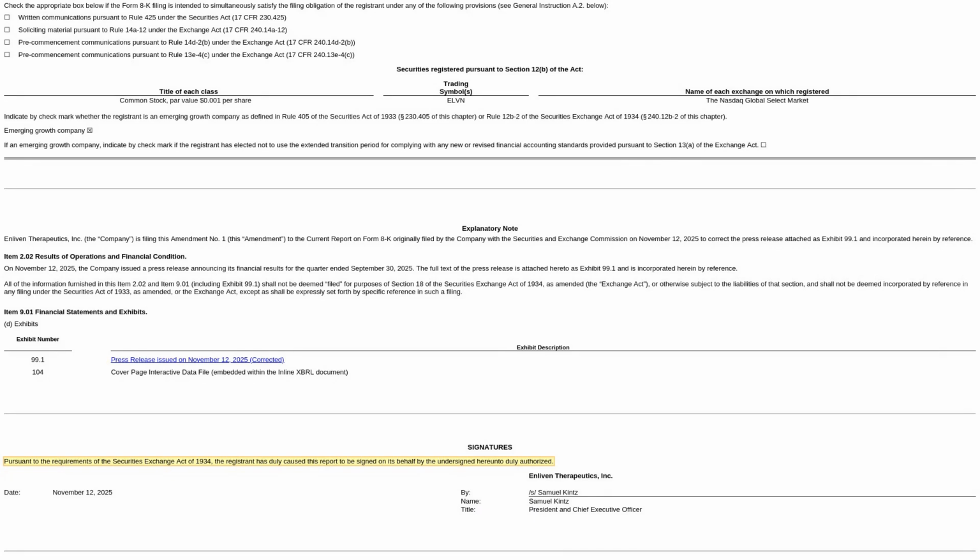What's your take on these numbers and what they signal for the company's future? Do you think corrections like these impact investor trust significantly, or are they just a normal part of business?